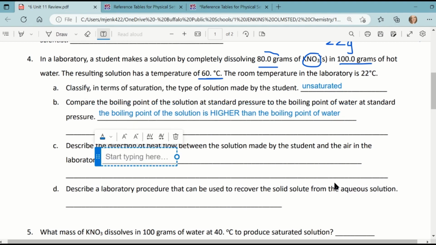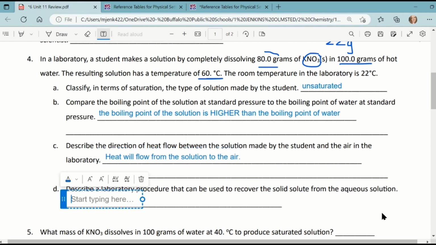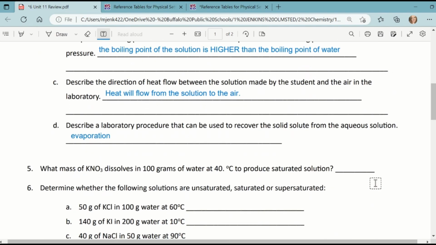Describe the direction of heat flow between the solution made by the student and the air in the laboratory. Well, the air is 22 degrees Celsius and the solution is 60 degrees Celsius, and heat flows from warmer to colder, so heat will flow from the solution to the air. Okay? And then describe a laboratory procedure that can be used to recover the solid solute from the aqueous solution. Evaporation, right? If we evaporate the water, we will be left with the solute.